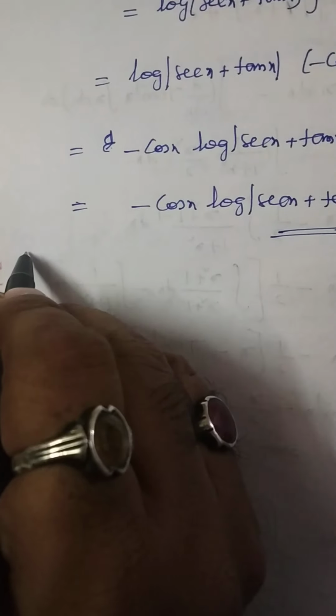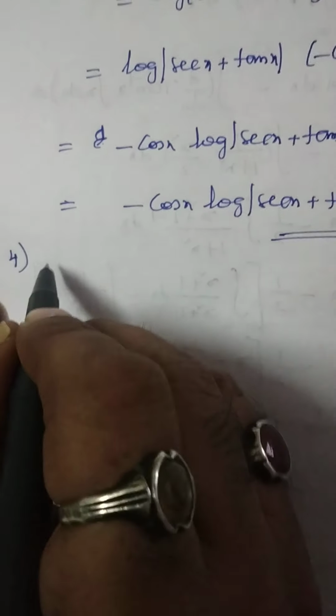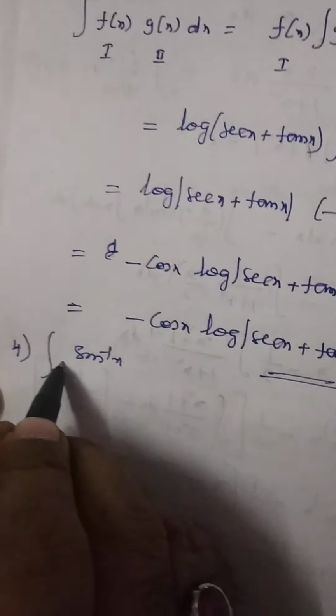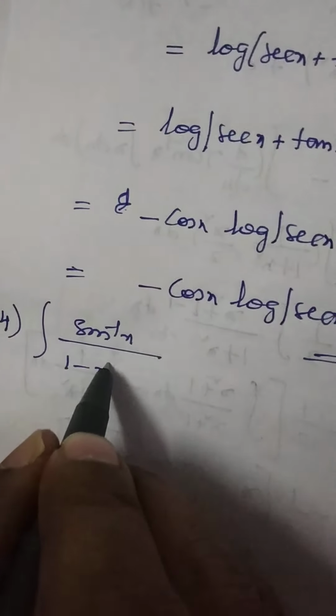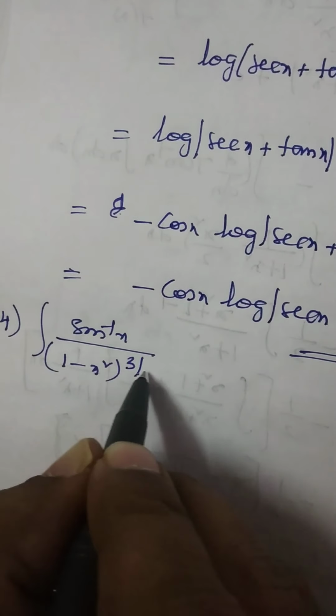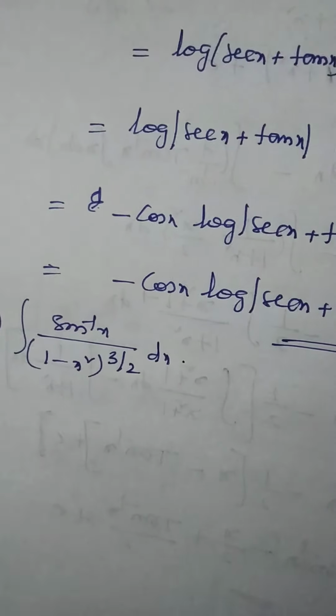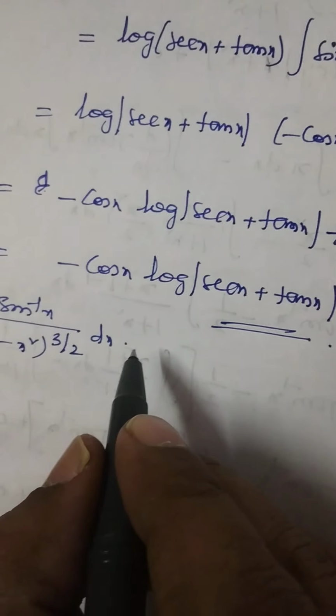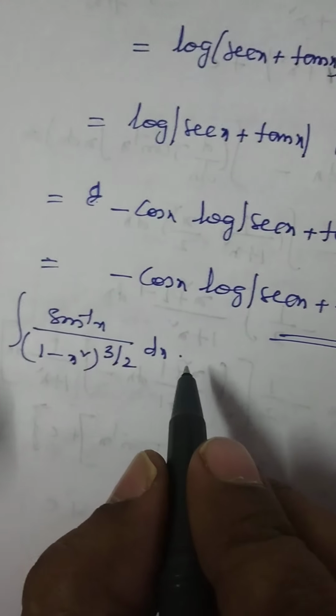Next, the fourth one. What is the fourth question? Integration of sin inverse of x by 1 minus x square whole power 3 by 2 dx. This is a little bit twisted question, not a difficult question. It is a little bit twisted question, that's all.